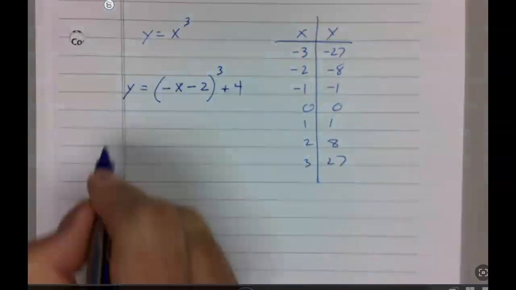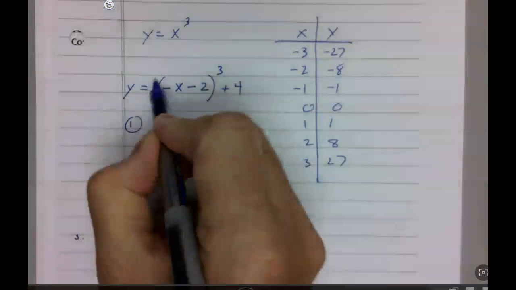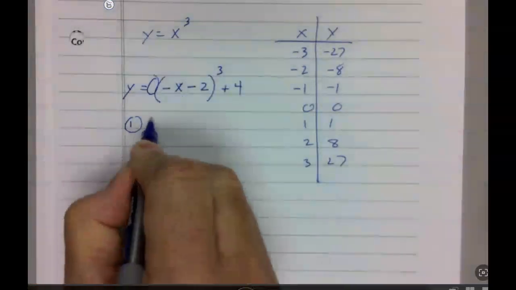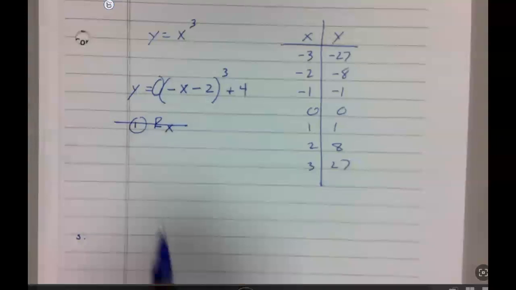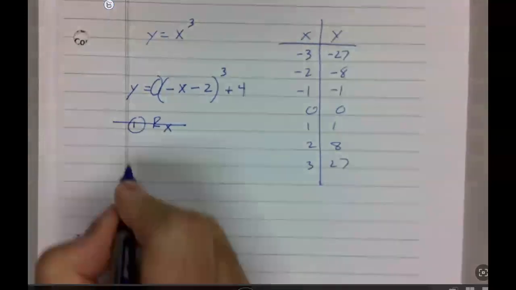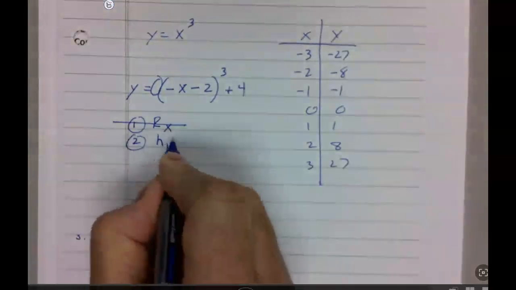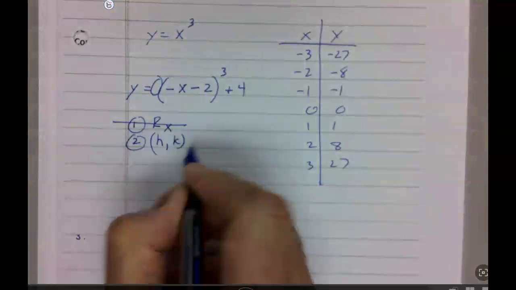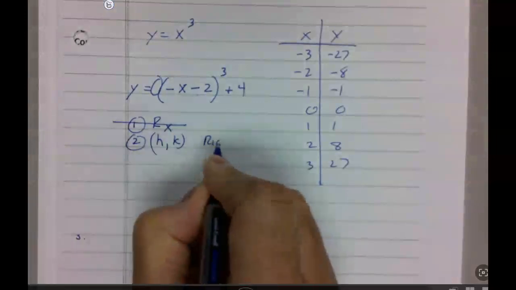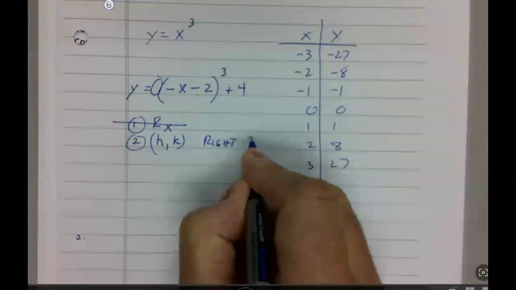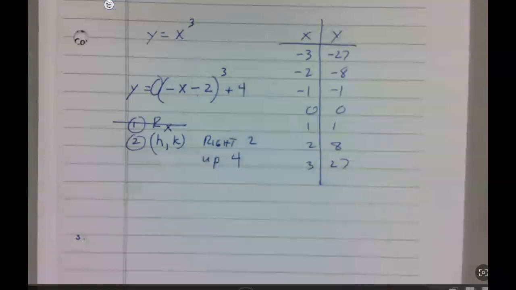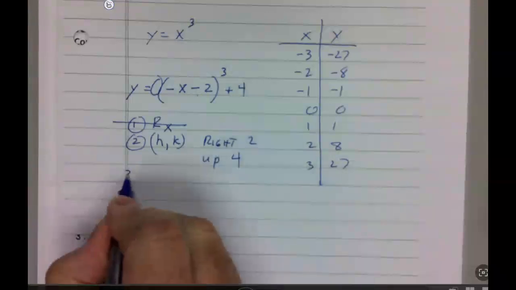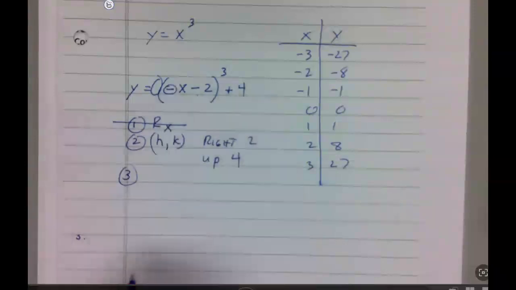Okay? So, step one. Is there anything in front? No. So there's no reflecting across the X. I can just get rid of that. Step two, I look at H and K. Right 2, and K is 4. I'm going to go right 2, up 4, correct? Is there a negative here? Yes. So that means I'm going to reflect across the Y. Is that making sense?